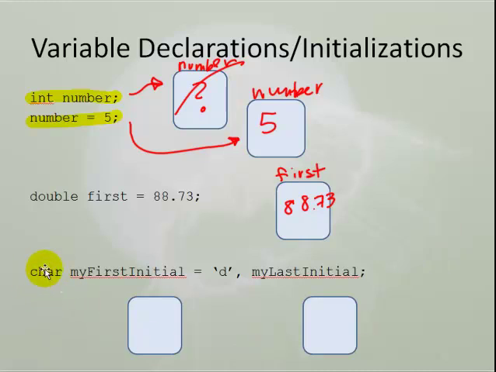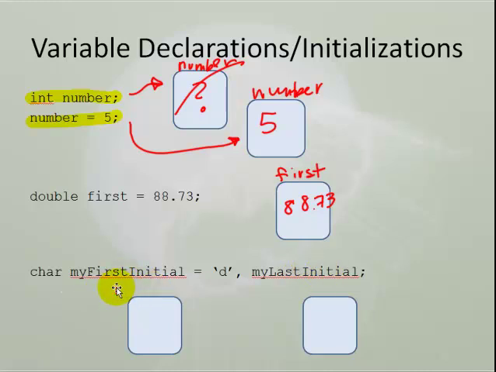So here we have 2 characters declared on one line of code. The semicolon ends the line of code. One is called my first initial, one is called my last initial. But this is kind of weird because they give my first initial a value, and I'll talk about the single quotes in a minute. They don't give anything to my last initial.